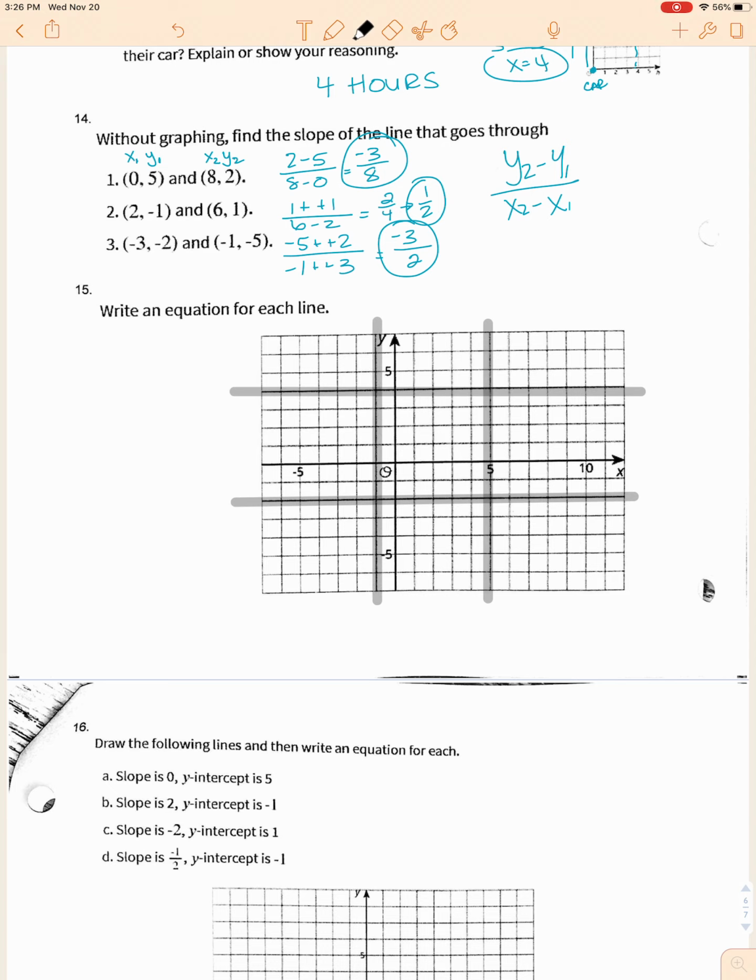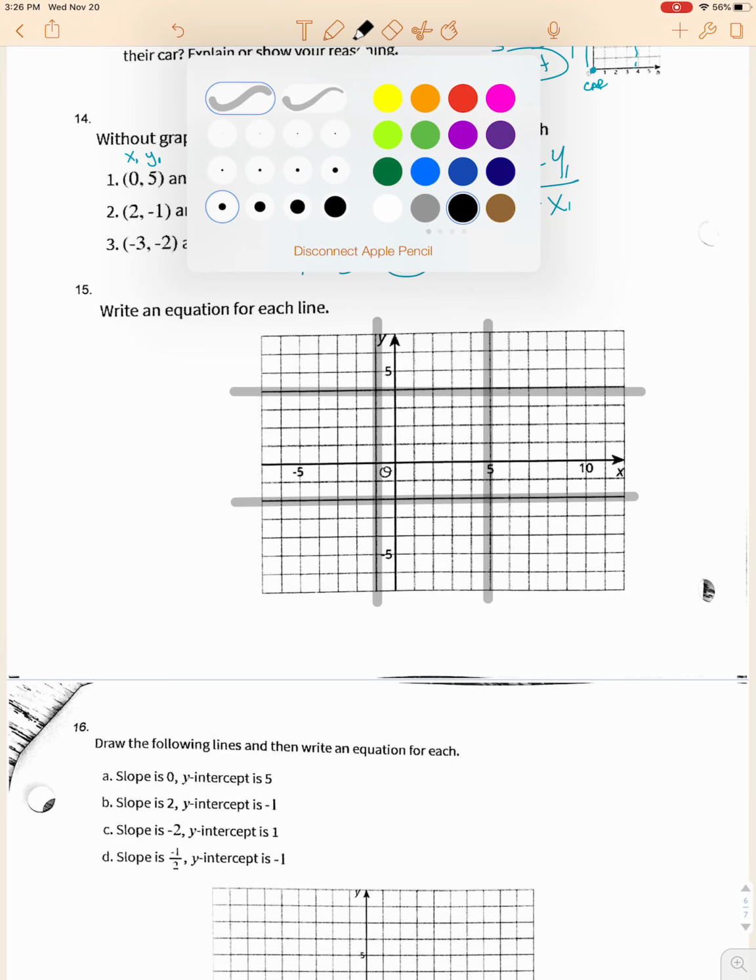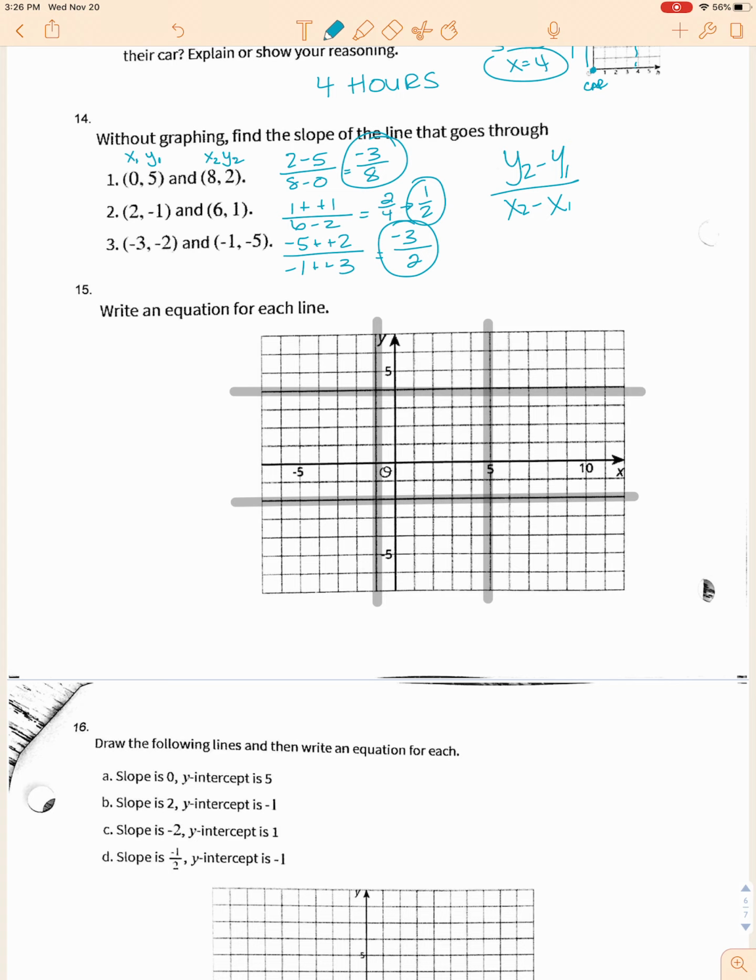And here's one. So for number 15, it wants you to write the equation for each line. Go ahead and do that, please. Okay, so now I am going to be looking at where it crosses the y-axis.